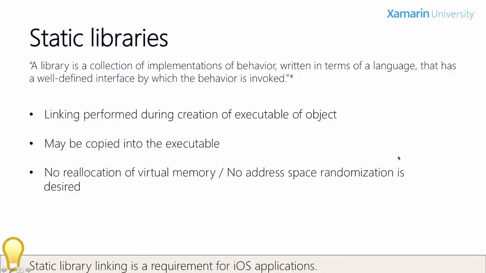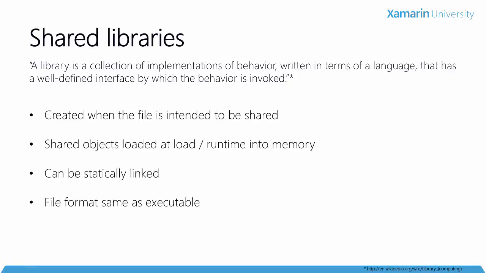For our purpose, we're going to make use of static libraries as this is a requirement for iOS applications. A shared library or shared object is a file that is intended to be shared by executable files and other shared libraries. Modules used by the program are loaded from individual shared objects into memory at load time or runtime, rather than being copied by a linker when it creates a single monolithic executable file for the program.